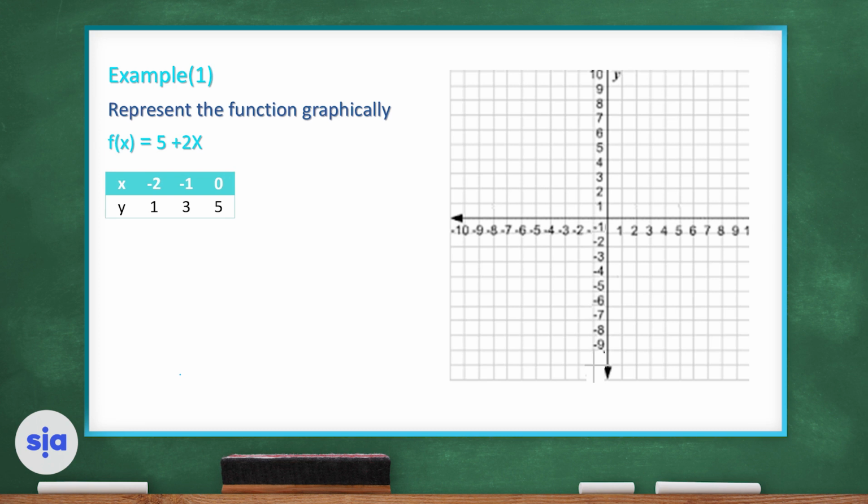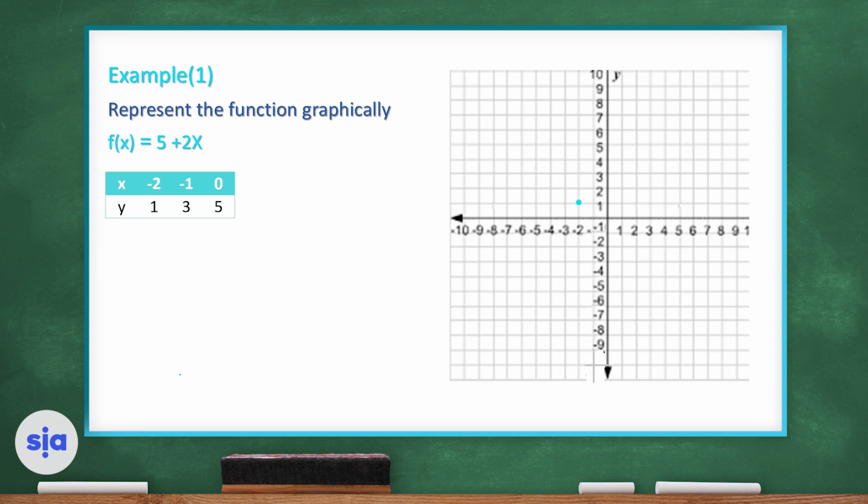So for example, if I chose here x equals -2, and you substitute x by -2 in the function, the answer will be 1. Substitute x value by -1, so it will be 5 plus 2 times -1, which is 3. Substitute x by 0, so the result is 5. Now, get these ordered pairs and plot them on the graph.